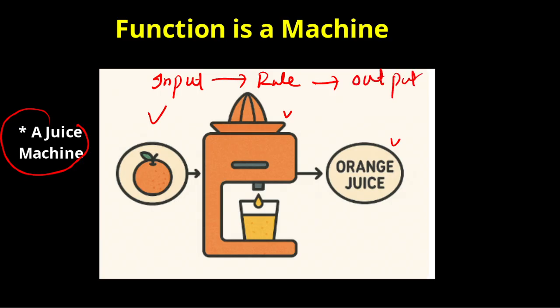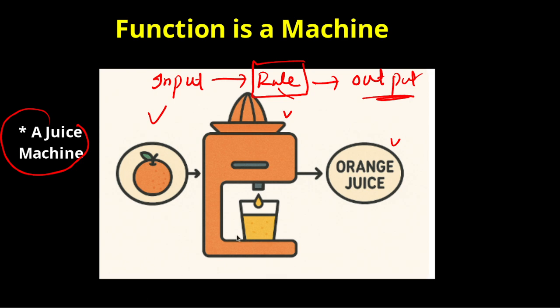So what is the meaning of rule? The meaning of rule is that your machine must know what to do. So your machine must have clear instructions on what to do. All right, so this is basically a simple idea to understand a function: input, and then some rule, and then you have an output.